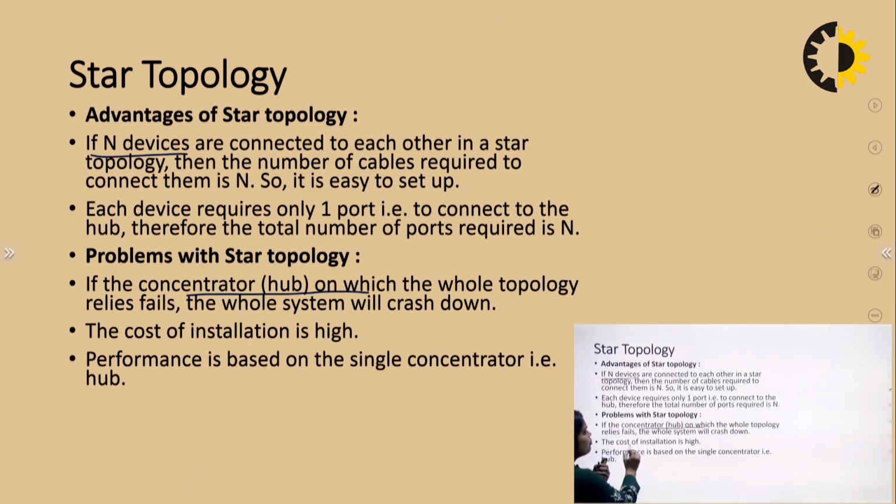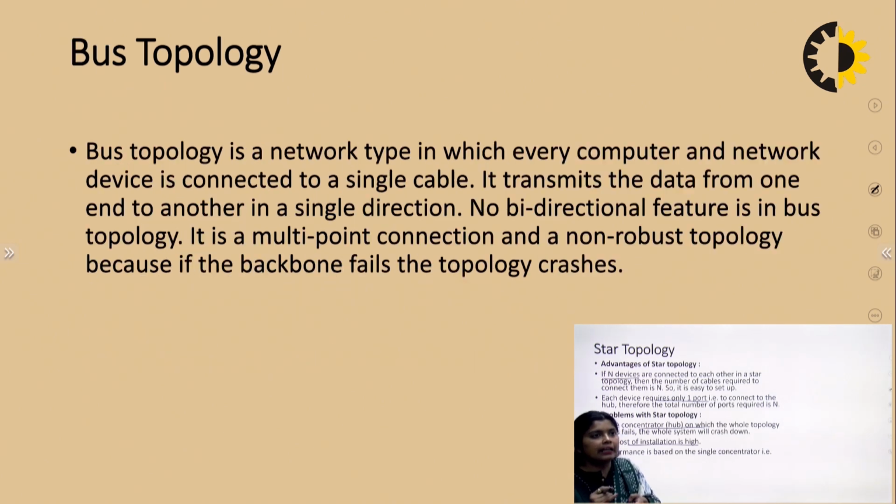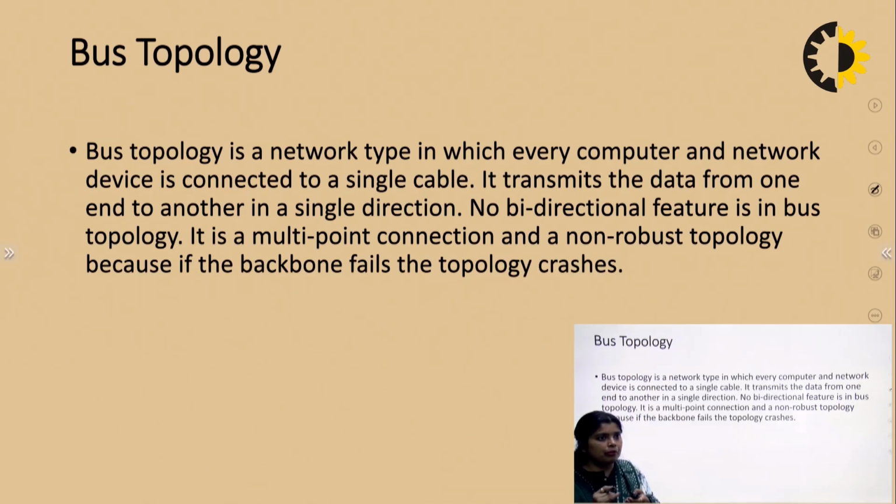And the cost of installation is also very high. The main advantage is that only one port or one cable is required if I need to add some devices on the network when we are implementing the star topology. That is okay. But in the bus topology, we can see the drawbacks of the star topology addressed.